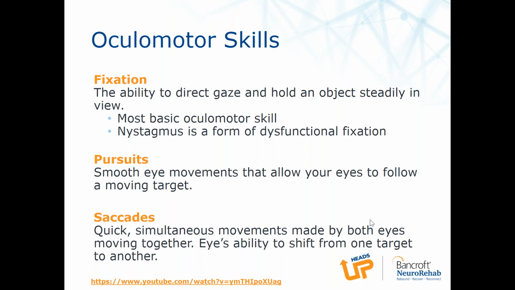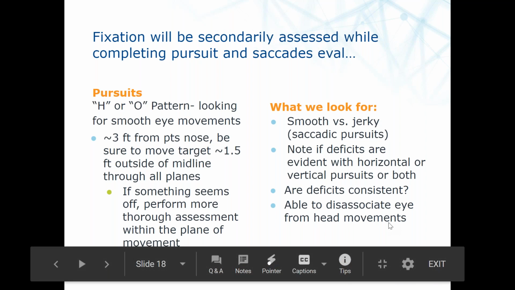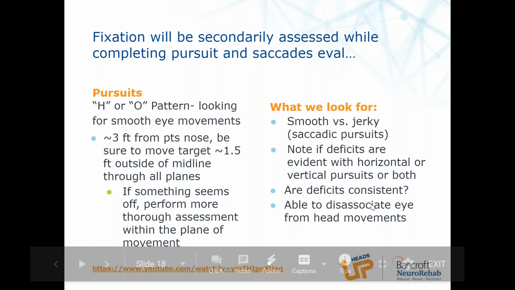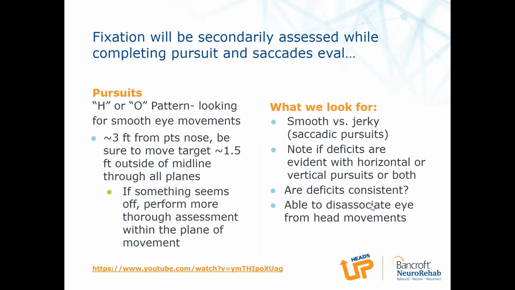Pursuits are smooth eye movements that allow your eyes to follow a moving target. And then saccades are quick, simultaneous movements made by both eyes moving together, shifting from one target to another. And the targets tend to be further away, and that really is what differentiates pursuits and saccades. I did have a couple of videos, but unfortunately they're not going to be working today, so I can always send them in an email to show what this looks like.